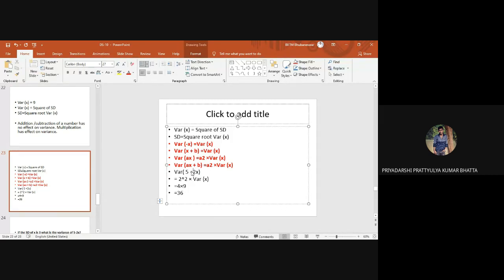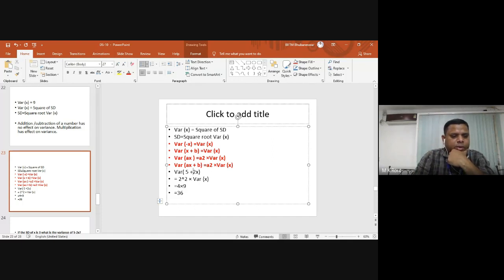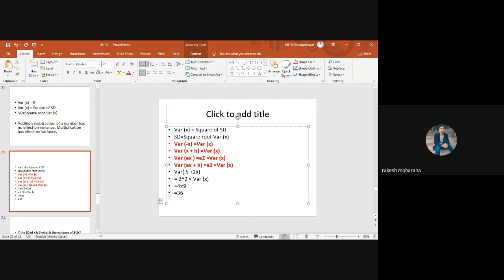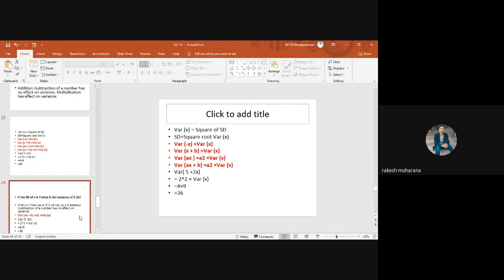Yes, that is 36. Is it clear? Okay, so this type of question would arise. Next, the variance of 2x will also be 36. Okay, try to solve this one.